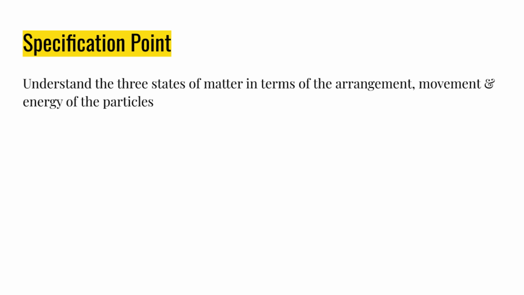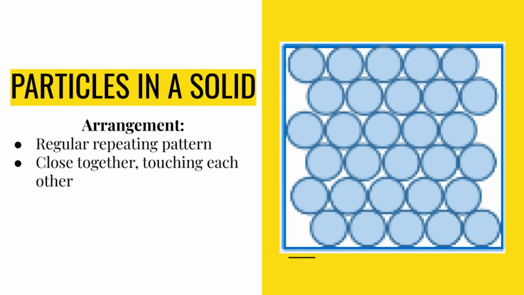We are going to start with particles in a solid. In terms of arrangement, particles have a regular repeating pattern as shown in this diagram, and also they are close together, that is, they touch each other. As you can see in this diagram, these are the particles and they are actually very close to each other.